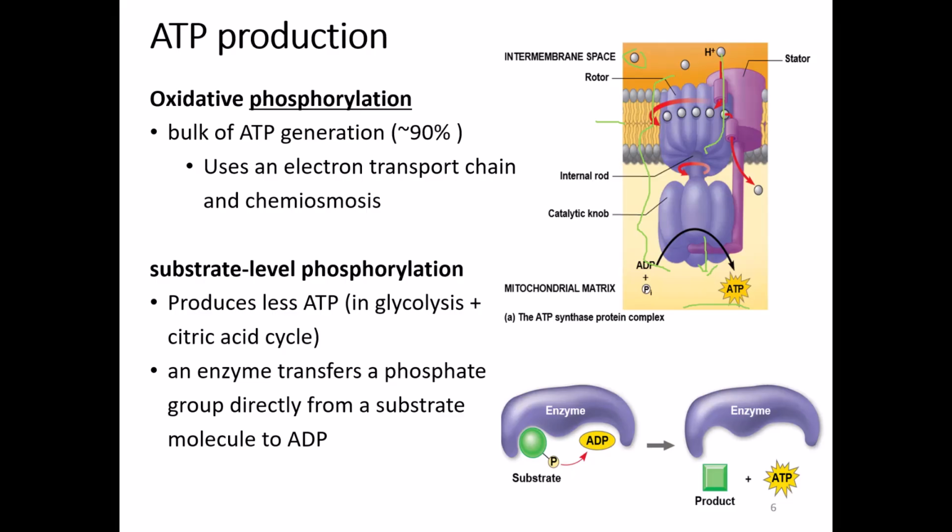There's also substrate level phosphorylation. Substrate level phosphorylation produces less ATP. It's used in glycolysis and the citric acid cycle. And in substrate level phosphorylation, an enzyme transfers a phosphate group directly from a substrate molecule to ADP.